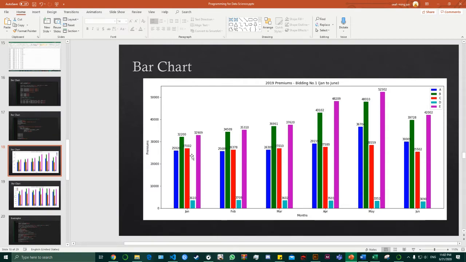Now, as you can see, A and C, which is goods carrying vehicles and buses, are quite close to each other until May, where you can see that there's an increase in premiums for cars that have different specs. As for open categories, there's also an increase from January to May.